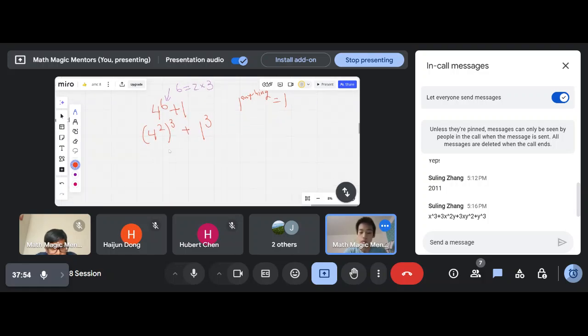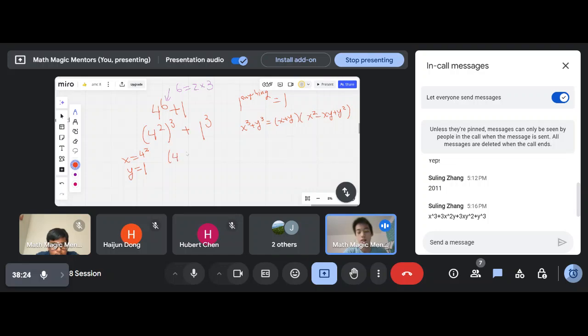So let's apply that sum of cubes factorization to this. So when we do, remember that x cubed plus y cubed equals x plus y times x squared minus xy plus y squared. And then we can actually just substitute in x equals 4 squared, y equals 1.